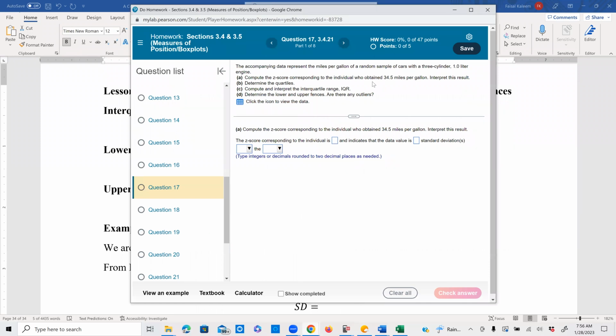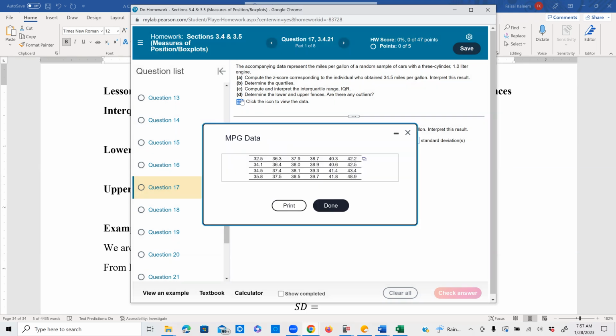So, the accompanying data is given. Compute the z-score of the individual. This data represents the miles per gallon of a random sample of cars. Compute the z-score corresponding to the individual who obtained 34.5 miles per gallon. For z-score, we need the mean and standard deviation. And this time it's a big data set, so we're going to do the mean and standard deviation through Excel.